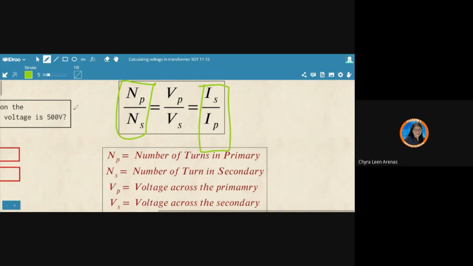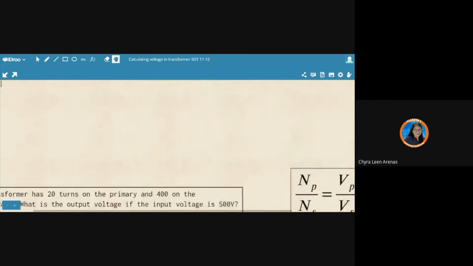So in other words, it depends on what you have and what you need to find. The number one thing you have to do is analyze the problem. Look for the given, look for what you have to find, and that is where you can identify the good formula that you are going to use. Let's now go to the first example.